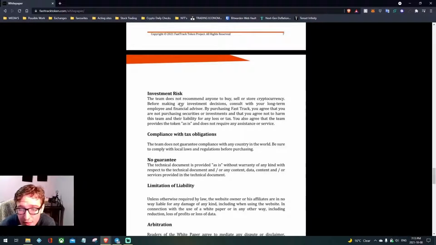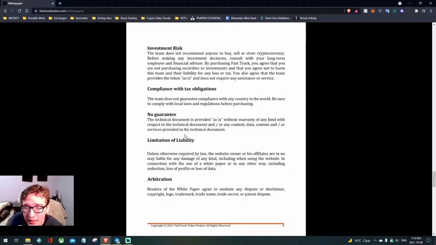Investment risks. The team does not recommend anyone to buy, sell, or store cryptocurrencies before making any investment decisions. Consult with your long-term employee and financial advisor. By purchasing Fast Track, you agree that you are not purchasing securities or investments, and that you agree not to harm this team in their liability for any losses or attacks. You also agree that the team provides the token as is and does not require any assistance or service. Compliance with tax obligations. The team does not guarantee compliance with any country in the world. Be sure to comply with local laws and regulations before purchasing.